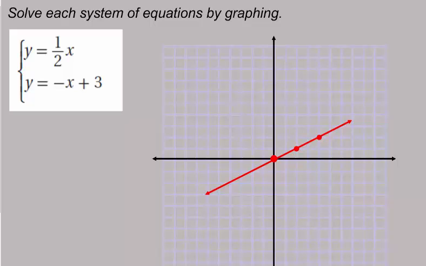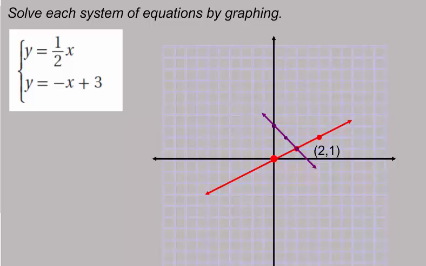Now I'm going to work on that bottom equation. I've got a y-intercept of 3, and my slope is -1. So we know the y-intercept is 3. -1 means I'm going down 1 and to the right 1, down 1 and to the right 1. And you can see that these 2 lines cross at this point 2, 1, which means that that ordered pair 2, 1 is the solution for my system of equations.